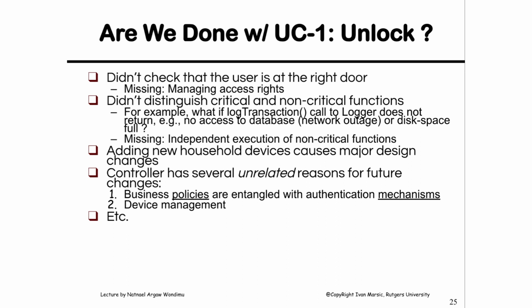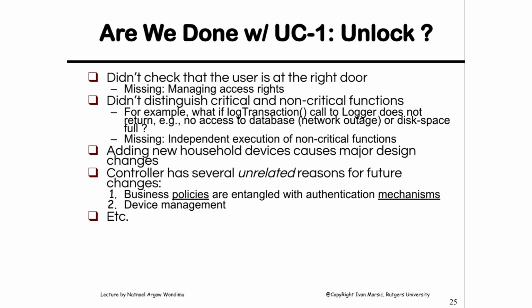So the problem with use case one, for instance, which is the unlock use case and the corresponding dynamic modeling, is, first, we didn't check that the user is at the right door. The sequence diagram doesn't consider that. The second one, it didn't distinguish critical and non-critical functions. For instance, what if the log transaction call to the logger does not return? So what does your system do? This kind of detailed design consideration should be taken.